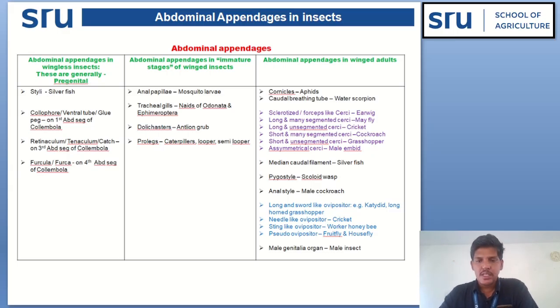See here the list of abdominal appendages in winged adult insects. They include cornicles in aphids, caudal breathing tube in water scorpion, cerci in so many insects, median caudal filament in silverfish, pygostyle in scoliid wasp, anal style in male cockroach, ovipositor in various insects, and male genitalia in male insects.